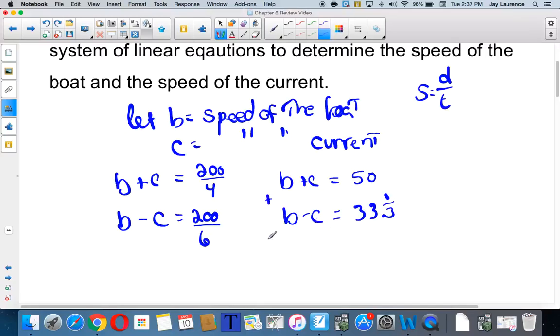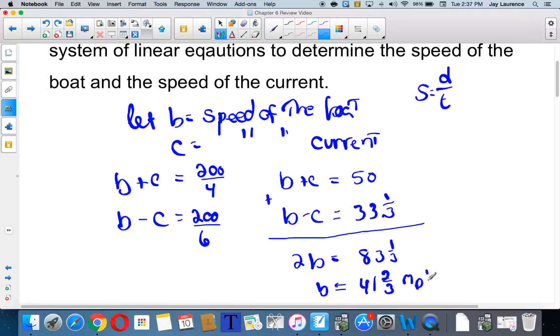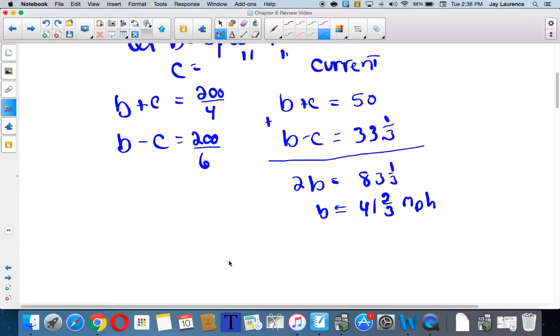This is a situation where I really like to use elimination, because when I add it together, I'm going to get 2b, and that's going to equal 83 and 1/3. So I'm going to divide that by 2 to get b alone, and I'm going to get the speed of the boat is 41 2/3 miles per hour.